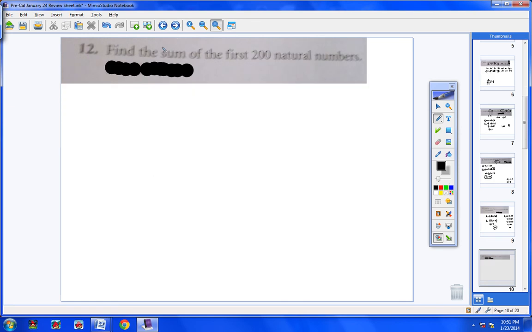All right, let's take a look at number 12. Find the sum of the first 200 natural numbers. Okay, well that means I would have 1 plus 2 plus 3 plus, dot dot dot, plus all the way to 200. So I'm finding the sum of the first 200 natural numbers. Now notice I do have an arithmetic sequence because I'm adding the same number over and over and over. I had a 1, then I had a 2, then a 3, so I added 1. Every term is increasing by 1.